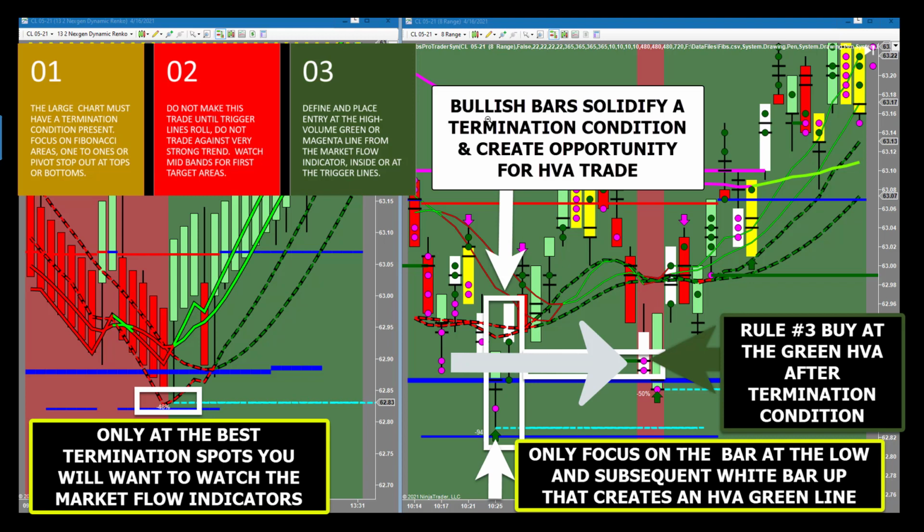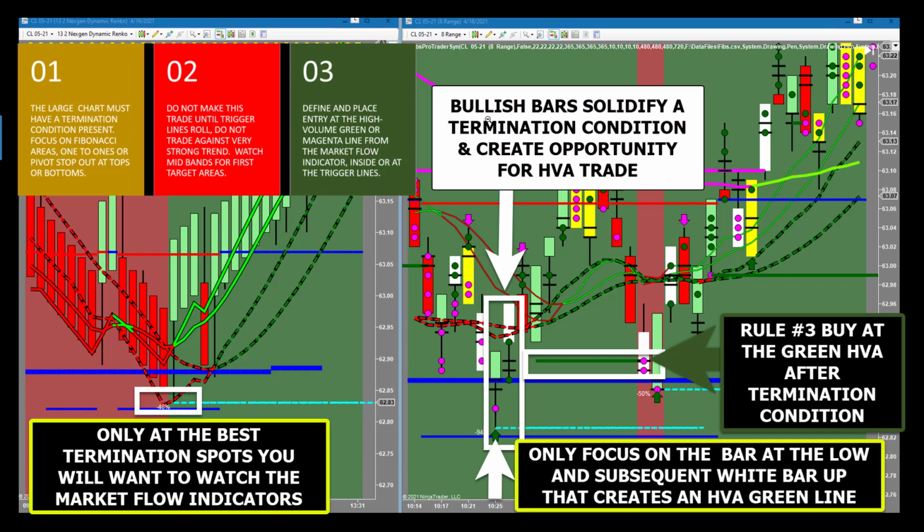The limit order to enter is placed just above the green HVA line. The entry is filled as the market reaches the green line. The next bar up is another market flow long signal. This is a quite common occurrence when the market flow signals from the termination condition at the edges were so strong.